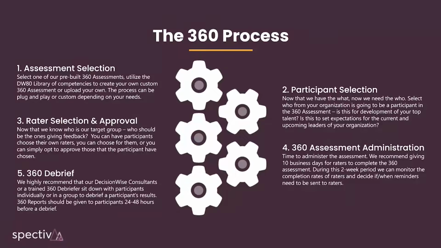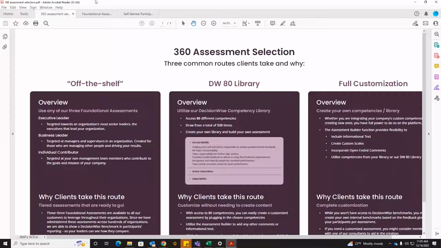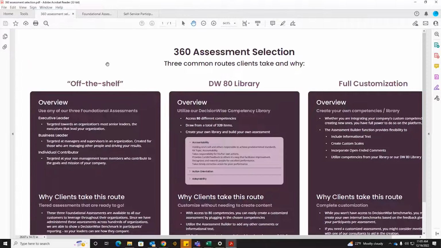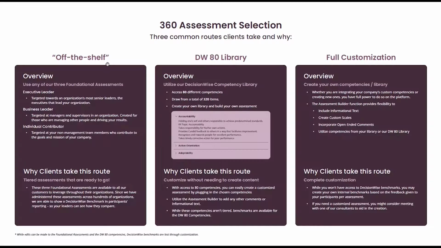So the 360 process, the first step that we need to take is decide which assessment we are going to have the participant go through. Now, let me pull over a resource here real quick that showcases the three different options you have. There we go. So we have our three off-the-shelf foundational assessments. We have our executive leader, our business leader, and our individual contributor. So at the very least, if you wanted to log into Spectiv, you could choose one of these three tried and true foundational assessments.